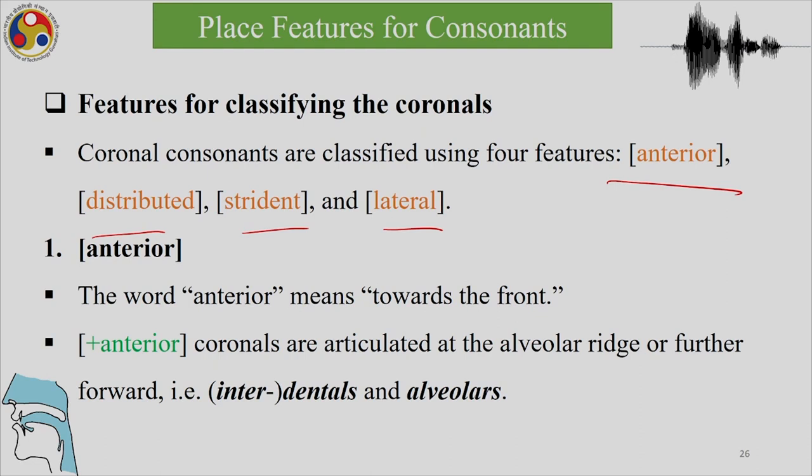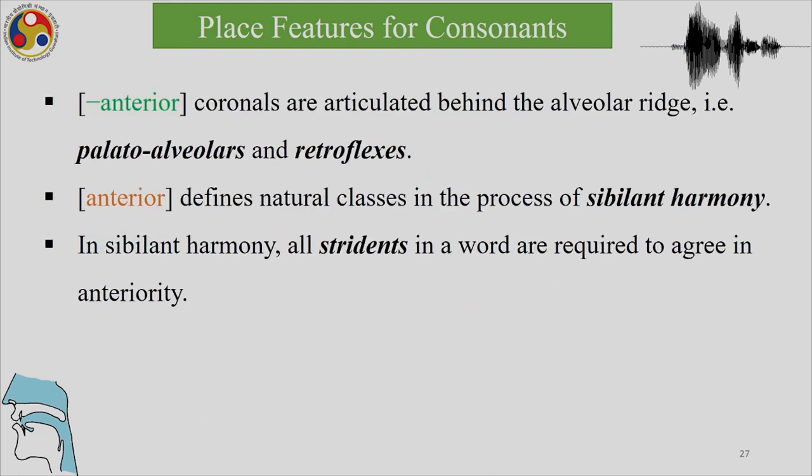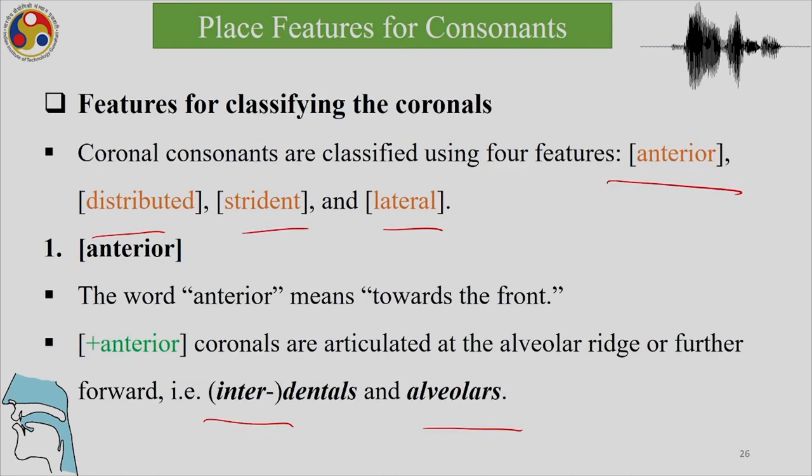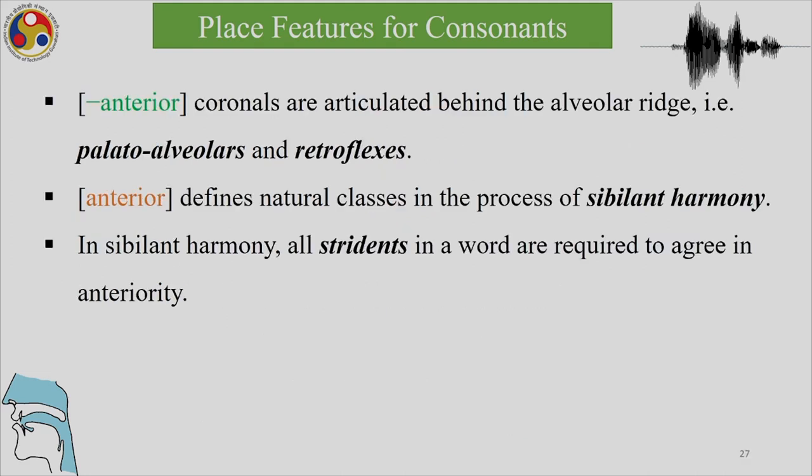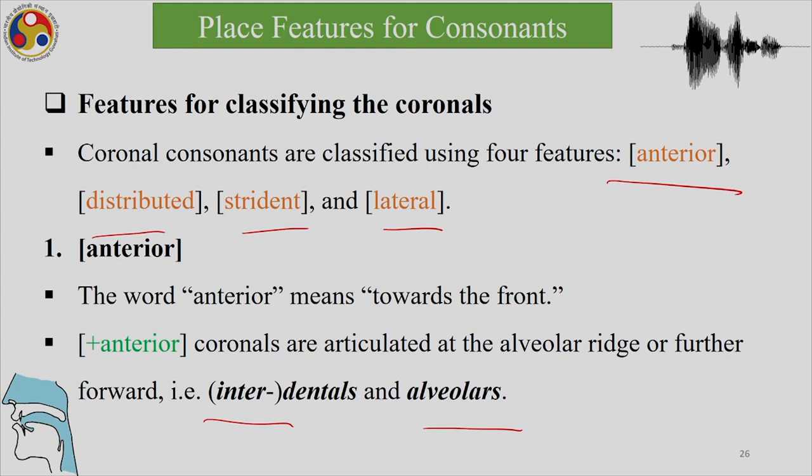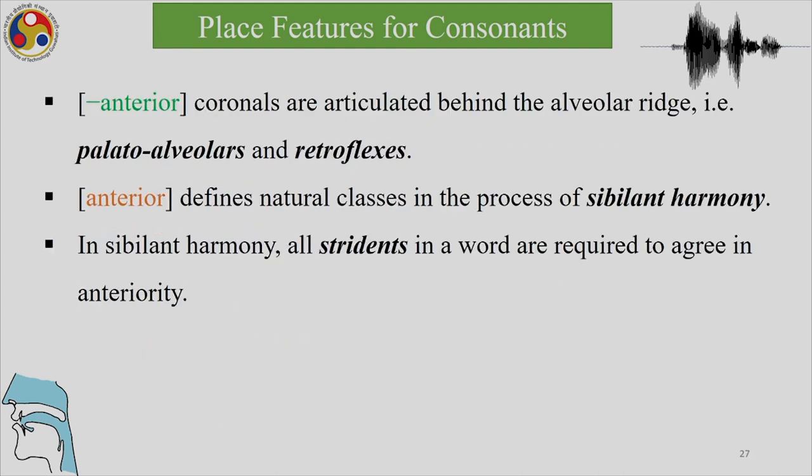The word anterior means towards the front, and anterior coronals are articulated at the alveolar ridge or further forward, interdentals and alveolars. And minus anterior coronals are articulated behind the alveolar ridge, palatoalveolars and retroflexes. So minus anterior, plus anterior, plus distributed, minus distributed, plus strident, minus strident, and plus and minus lateral. So there could be 8 ways in which you can express coronal consonants. So we saw plus anterior and minus anterior. Plus anteriors are interdentals and alveolars. Minus anteriors are articulated behind the alveolar ridge, mostly palatoalveolars and retroflexes. And anterior defines natural classes in the process of sibilant harmony.